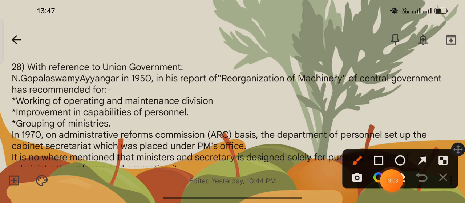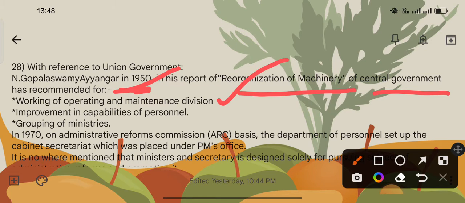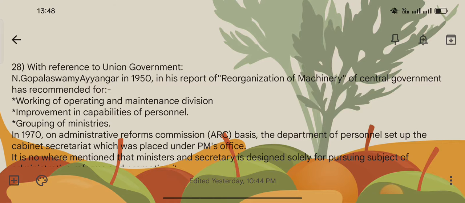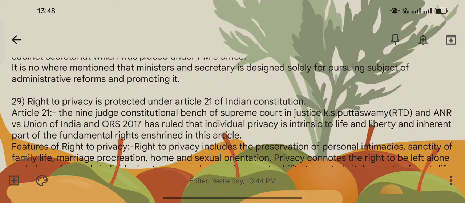28th question. With reference to the union government, N. Gopalaswamy Iyengar in 1950, in his report on reorganization of machinery of central government, recommended operating and maintenance division, improvement in capabilities of personnel, and grouping of ministries. And in 1970, on the basis of the Administrative Reforms Commission, the Department of Personnel was set up in the Cabinet Secretariat, which was placed under the PM's office. It is nowhere mentioned that ministers and secretary is designed solely for pursuing the subject of administrative reforms and promoting it.